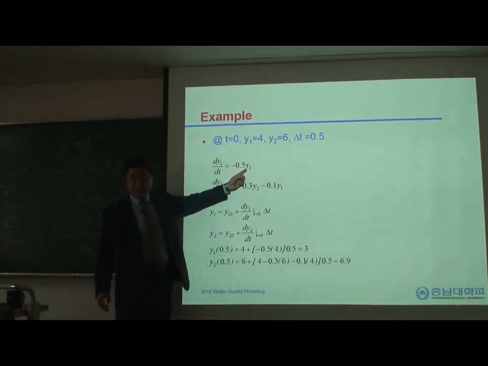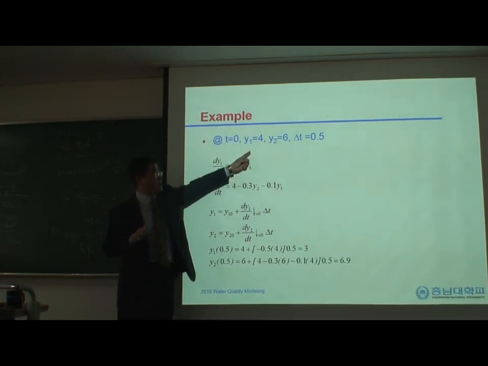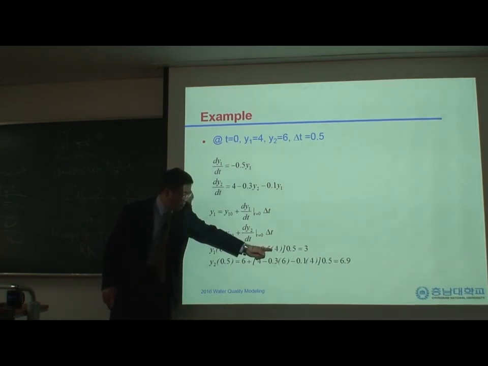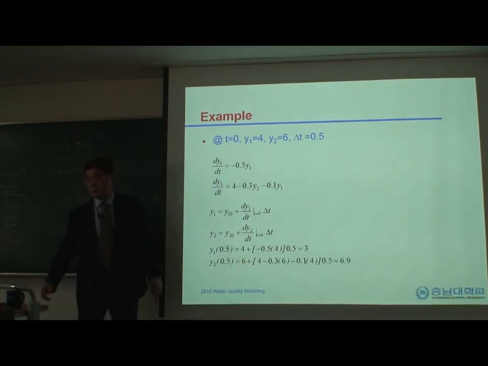And how much was the Y1 at this time? 4, right? And then we're just minus 0.5 times 4. That is your slope. And we have to multiply this by 0.5, which is delta t. Then you will have the new value.